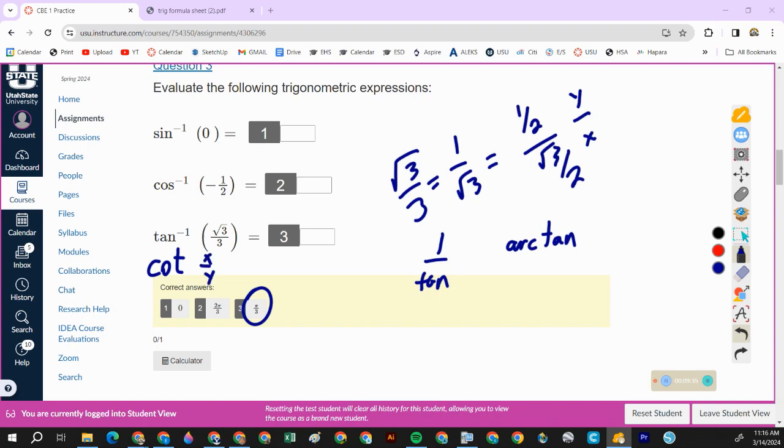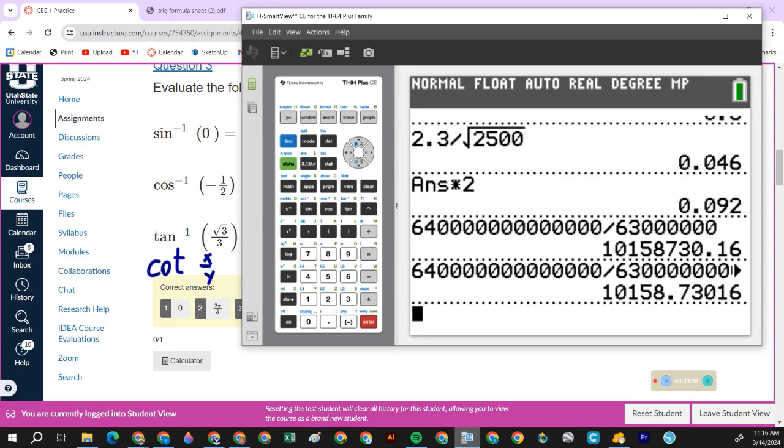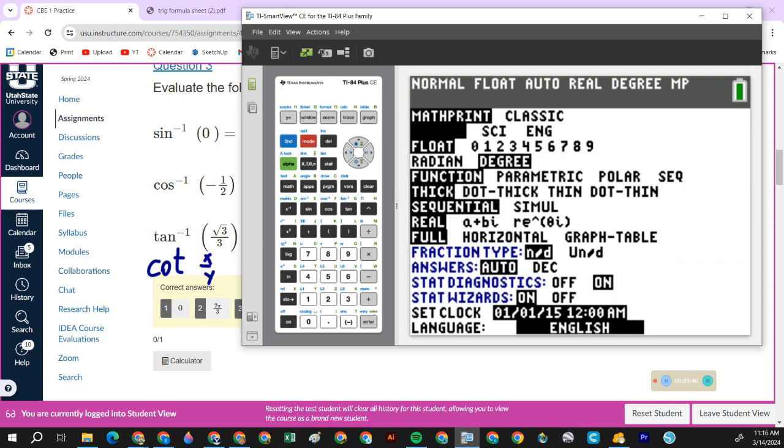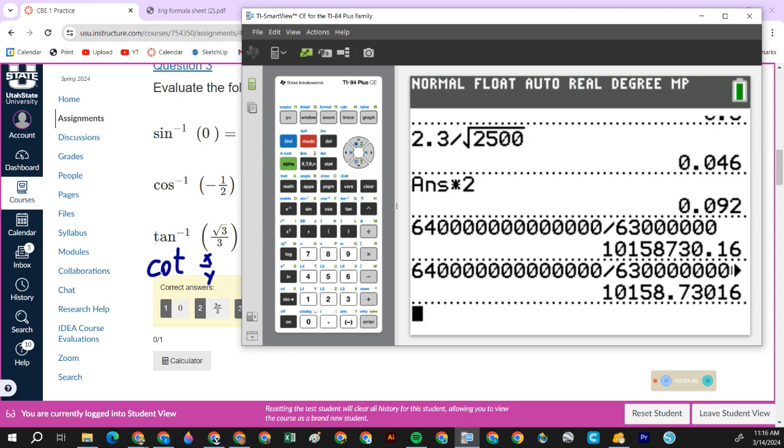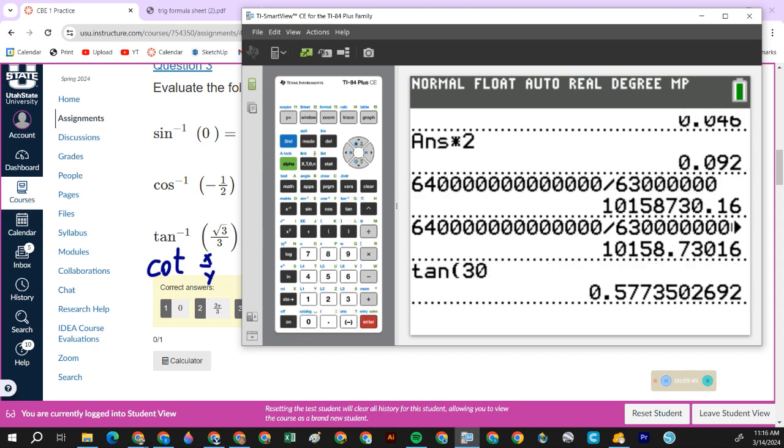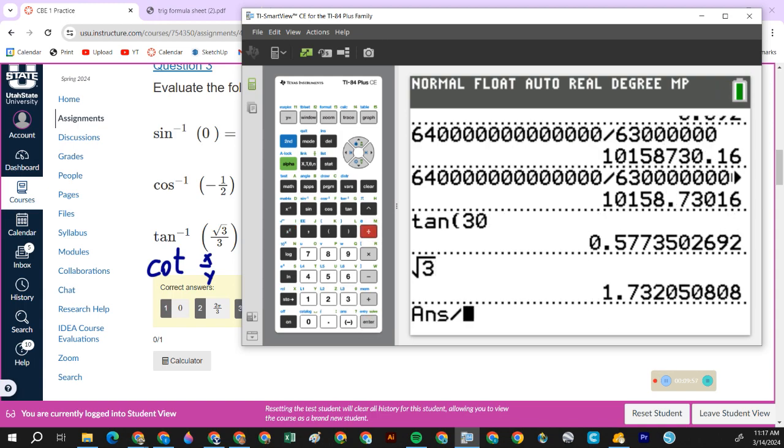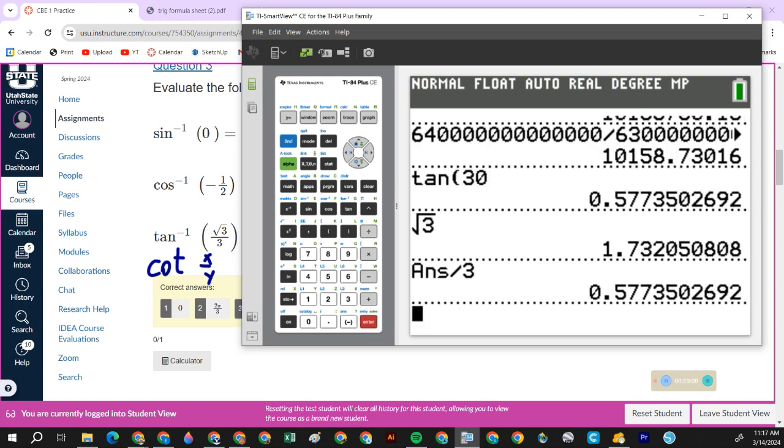Does that make sense? So watch this. Let's do it in degrees because it's going to make a little bit more sense. So that's 30 degrees. If I type in the tangent of 30, I get 0.577, which is the square root of 3 divided by 3. So it should be 30 degrees, but they have it as pi over 3, which is wrong. The practice questions are a little bit different than the test questions. If you run into that, let me know.